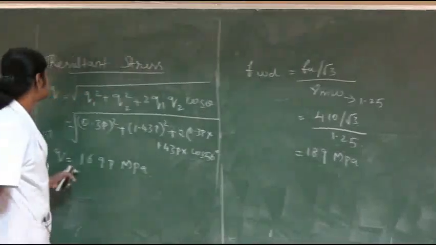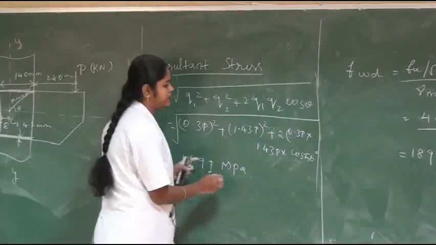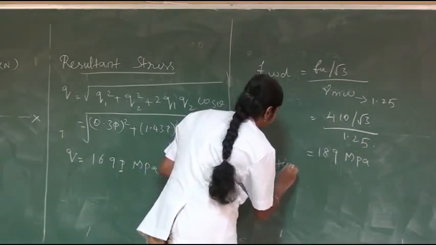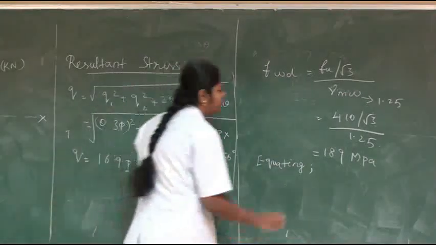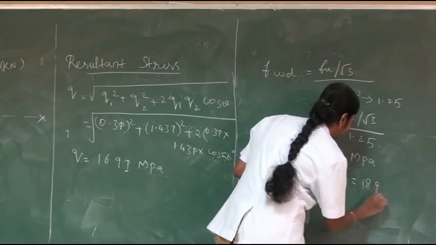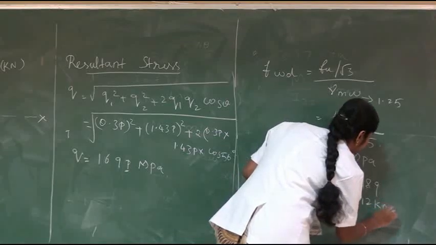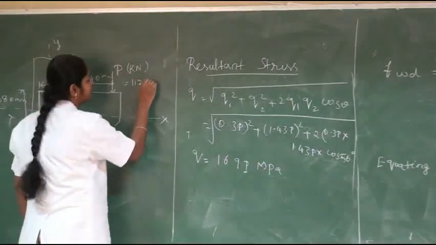By equating this resultant stress and the design strength, we can calculate this P. Therefore, equating, this resultant stress 1.69 P is equal to 189. Therefore, the P value is 112 kilonewton. Hence, the P value is equal to 112 kilonewton.